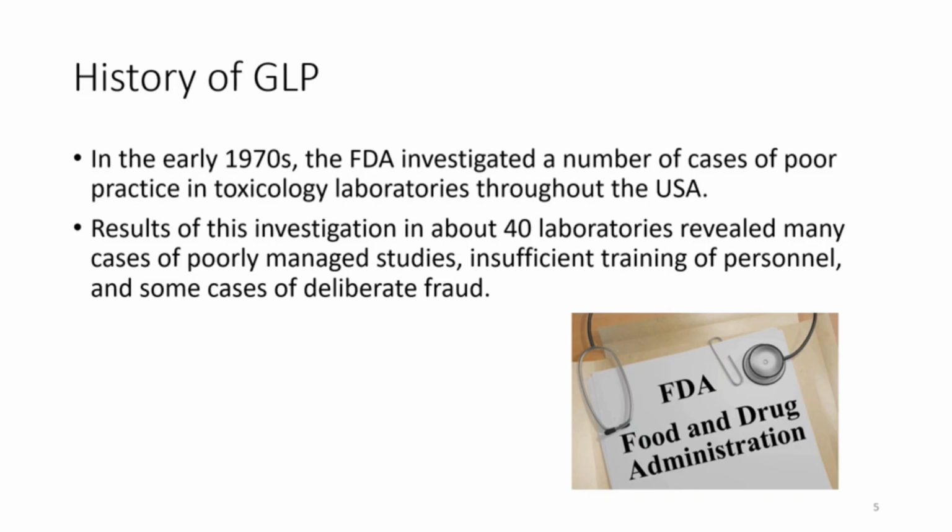In the early 1970s, the US Food and Drug Administration was alerted to a number of cases of poor practice in the toxicological laboratories in the USA. Hence, they conducted an in-depth investigation in about 40 laboratories. The result revealed that there were many cases of poor practices in the laboratories, and in some cases, there was even deliberate fraud being detected.